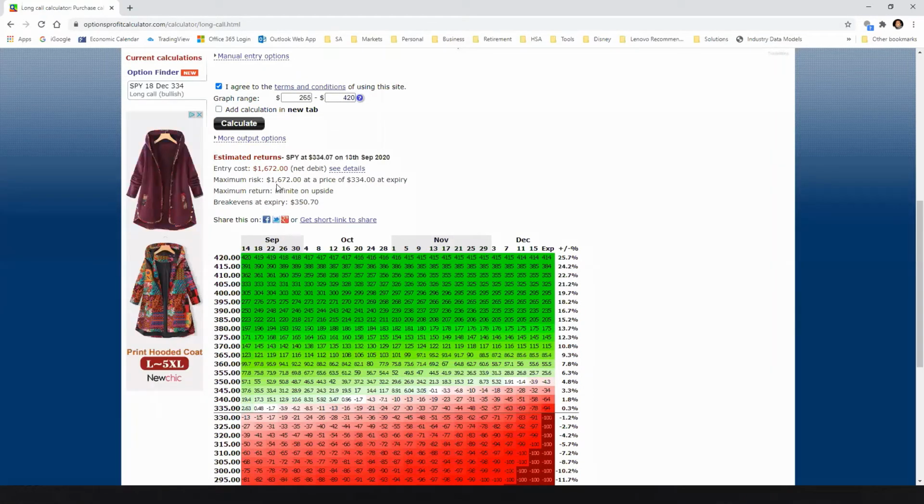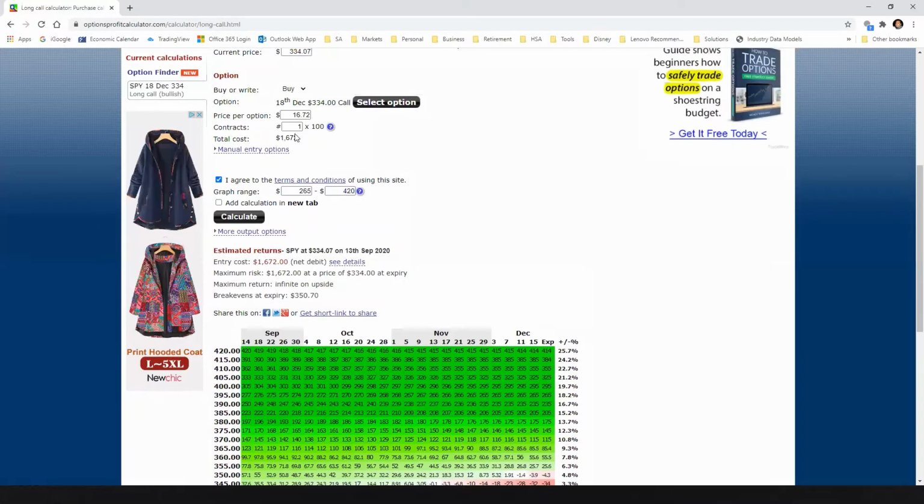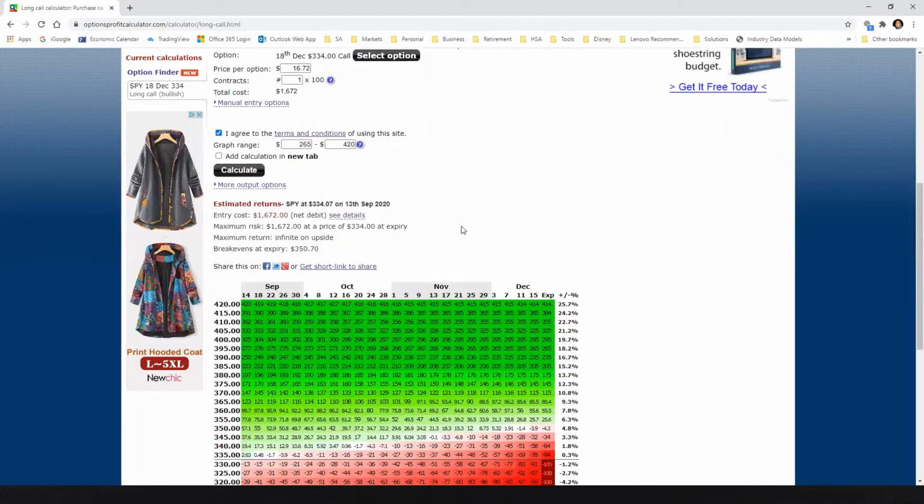Your maximum risk is 1,672 at a price of $334, at expiry. That's the maximum. That means it's not executed. You let it expire, all of the money that you put in, this is the maximum loss that you'll go through. It doesn't matter how far low the S&P 500 goes. Your maximum loss is going to be only 1,672, but you're controlling 100 shares. There is no obligation that you have to stick until the expiry date. Anytime you want to get out, there is no restriction for you to hang on to that. You can buy a few minutes later, you can also sell it.